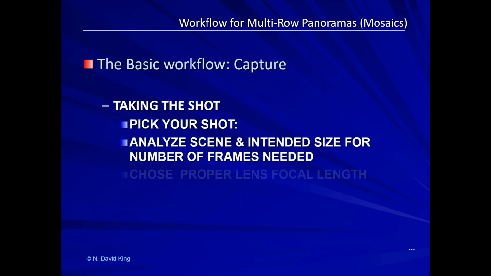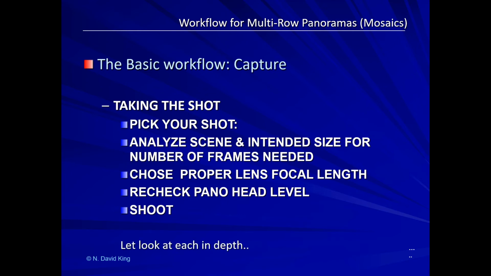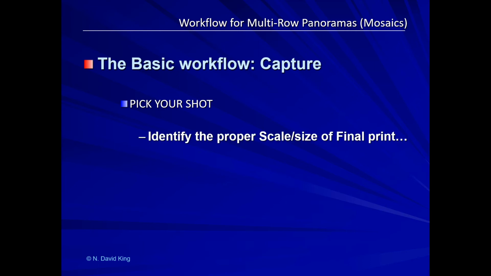So now we have to take our shot. And again, there are a number of steps you're going to have to go through in order to take the shot and get it right. So let's look at each one somewhat in depth. First, you got to pick your shot. That kind of goes without saying, that you have to do no matter what kind of shot you're taking. In this case, though, part of picking your shot is to identify the proper scale and the size of your final print. That's going to allow you to choose the number of shots and the lens and all of that.